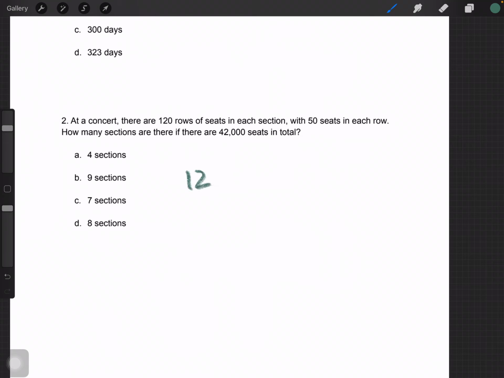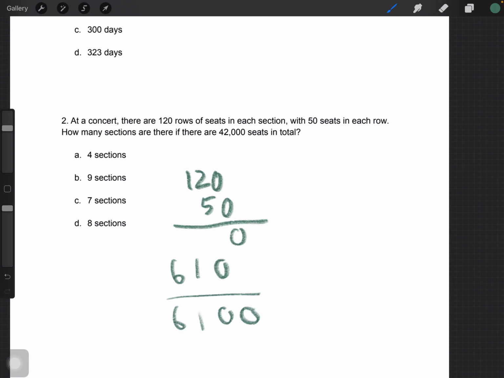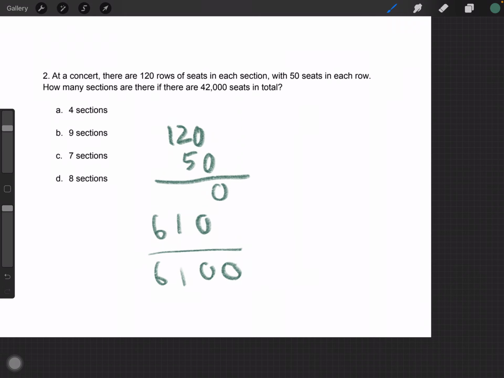Okay, 120 times 50, which gives us 6,000 seats per section. So now we want to do 42,000 divided by 6,000. Now you can take off 2 zeros here and 2 zeros here, so we have 420 divided by 61, which should make it easier.